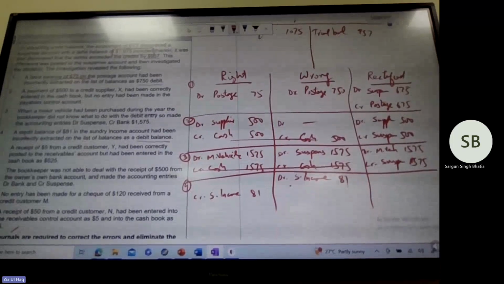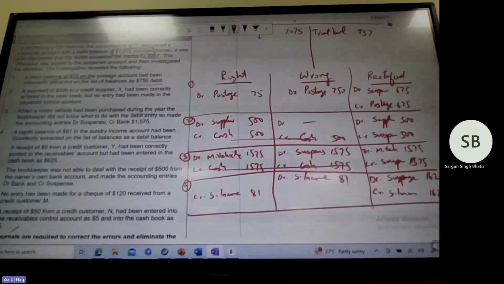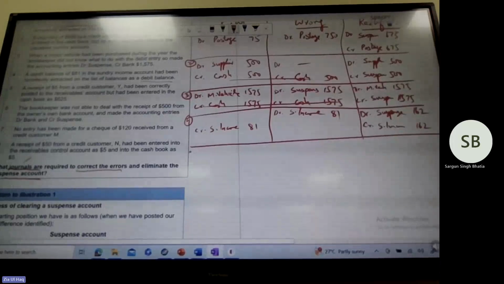So how can we rectify? We have to credit the double amount, sundry income with double the amount, 162. So what should be on the debit side then? The suspense account with 162. Yes, sir. Is that fine? Oh, yes, sir. Now we are moving towards number 5.